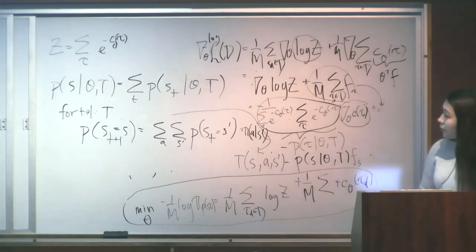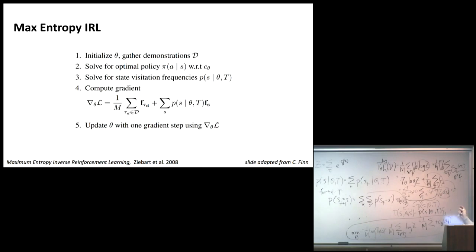Okay, so now we know how to compute this, and we can formulate this in an algorithm. So here's the algorithm. We initialize some theta and gather some demonstrations, so we have our data set, and solve for the optimal policy with respect to the current cost function. And that's where we're getting this, by the way. We have to solve for the optimal policy, and when we have tabular setting, we can use something like value iteration, like we've learned earlier. So we get this policy, and then solve for this using the algorithm we just described, and then compute the gradient as follows, and then update with one gradient step. And then we repeat this process. So once you updated your theta, your cost function changes, so you'll have a different policy. Okay, so are there any questions on this?